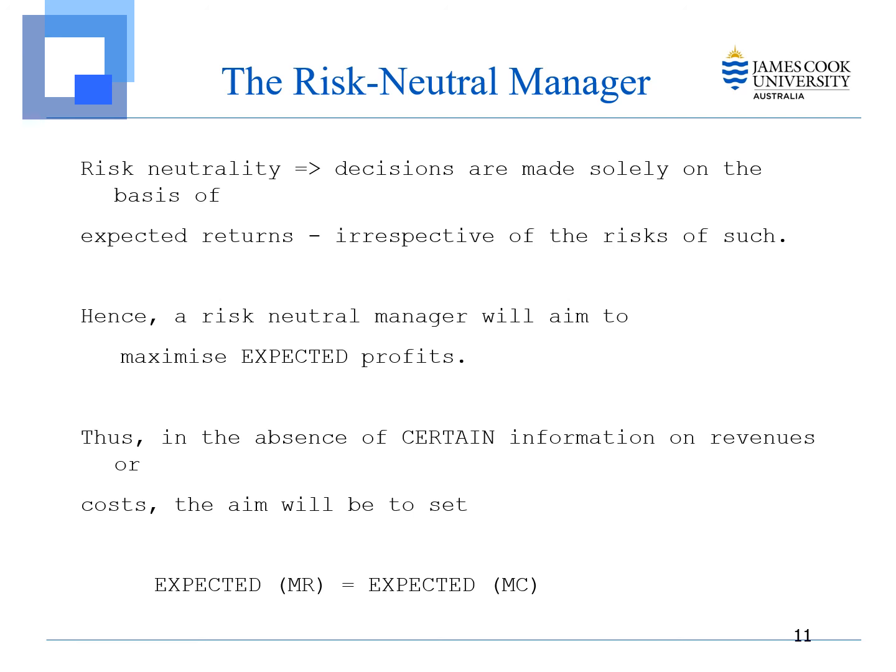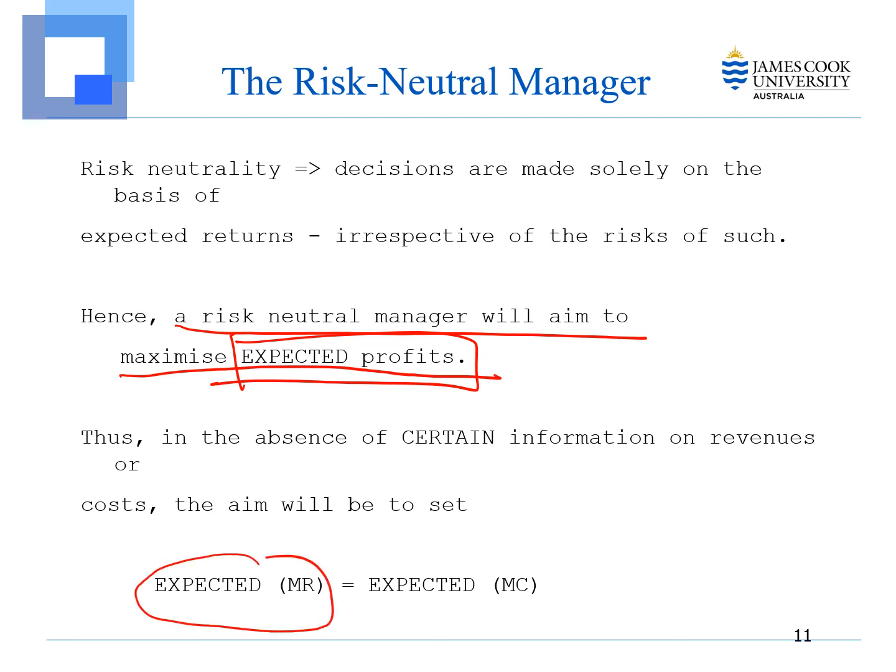Hence, a risk neutral manager will aim to maximize expected profit. Thus, in the absence of certain information on revenues or costs, we will still follow MR equal to MC, but now MR is expected marginal revenue and MC is expected marginal cost. And for our example of grazing camel and planting rice, a risk-neutral manager will be indifferent. Either action will be fine.